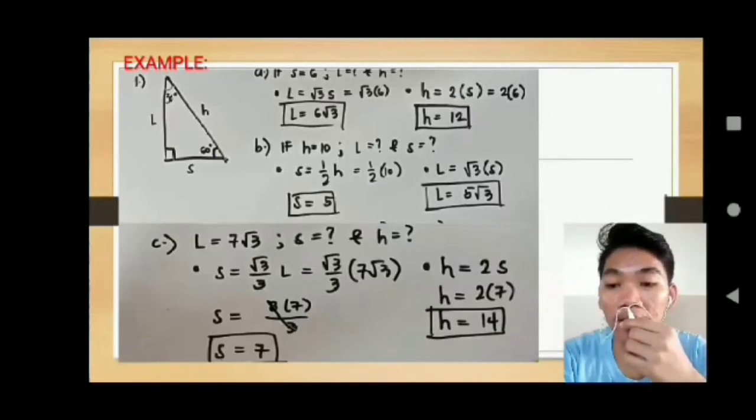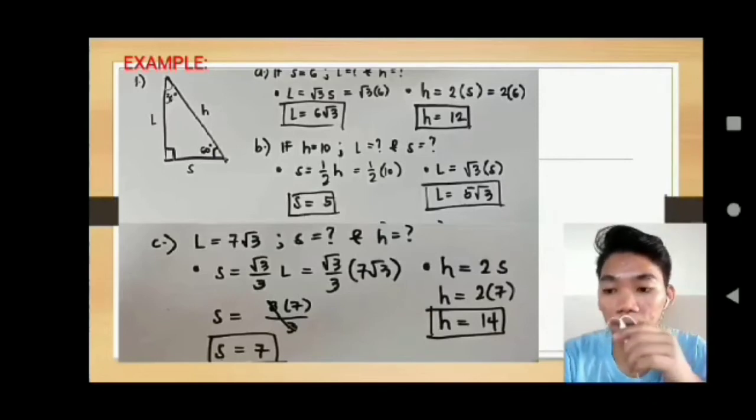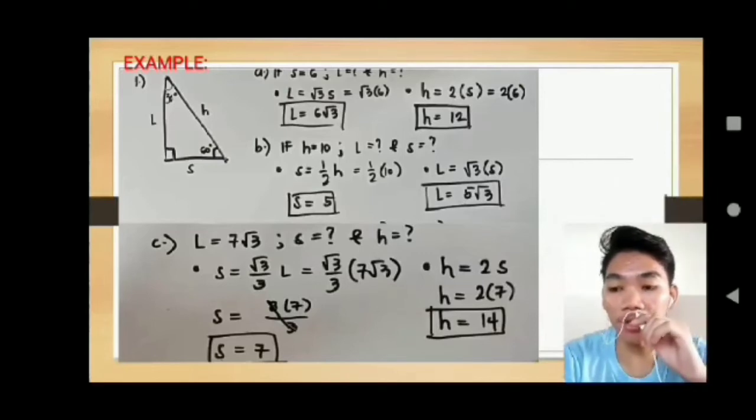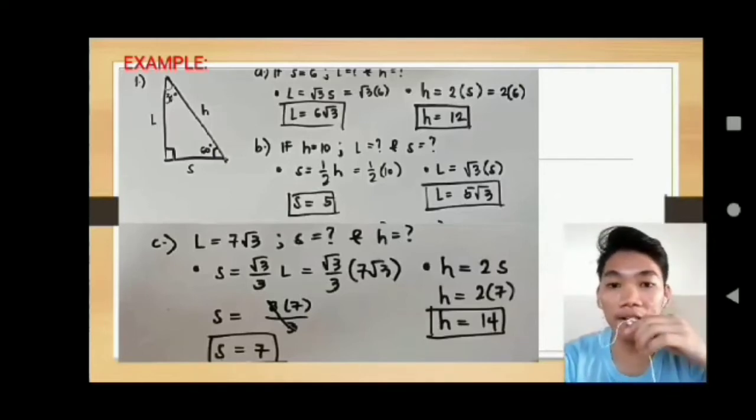Kasi, square root of 3 times square root of 3 is square root of 9. So, square root of 9 is 3. So, 3 times 7 over 3. Then, makakancel yung 3. So, matitira na lang yung 7. So, ang sagot natin is 7.